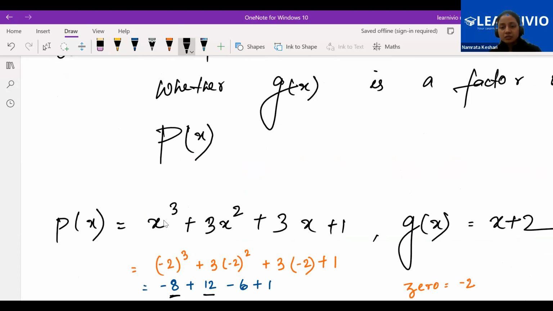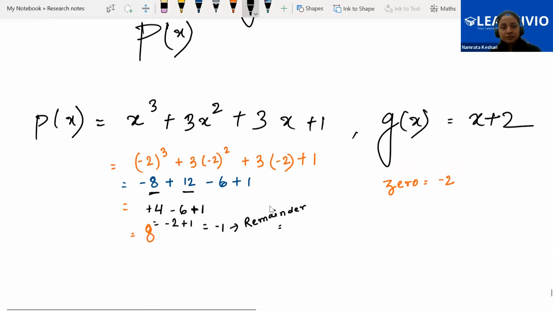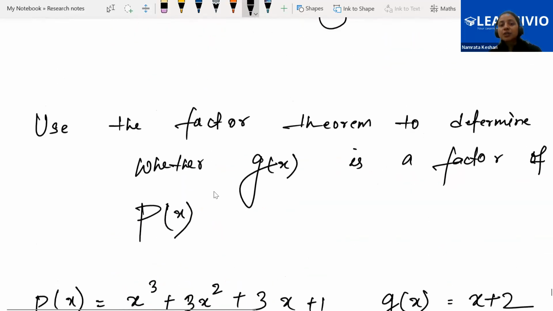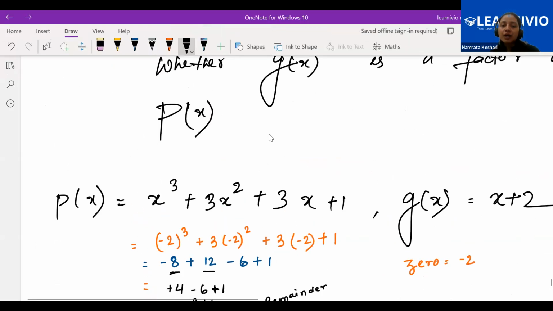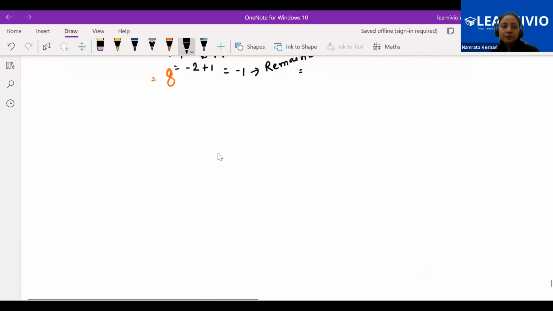It is lagging so much. Use the factor theorem to determine whether g(x) is a factor of p(x). So now can we say that g(x) is not a factor of p(x)? Can we get it, Ayan and Farhan? Yes, ma'am. This is how every time we will check whether it's a factor or not.